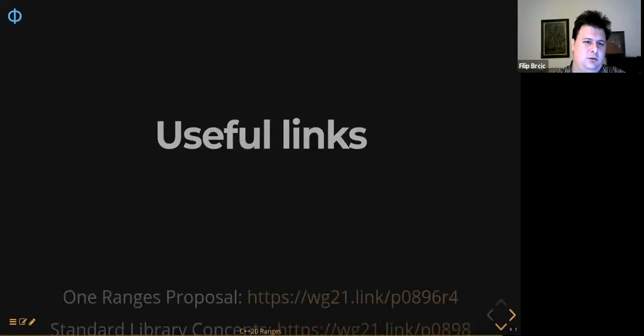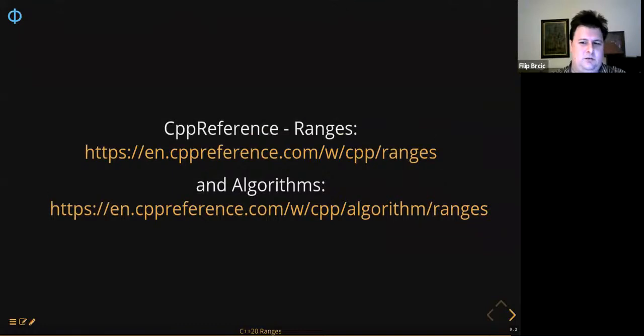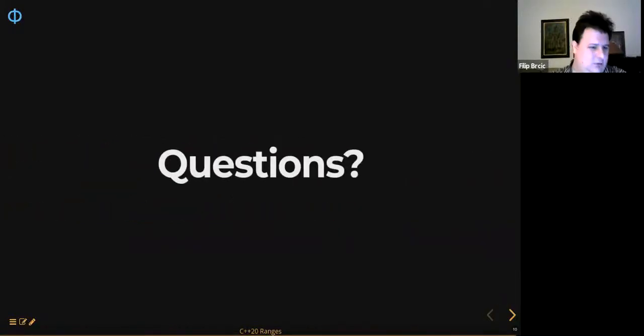Here are some useful links if you want to take a look. The ranges-v3 proposal is what was actually accepted in the standard. There's a draft of the C++ standard, and there's a ranges proposal from back in 2014, which is also interesting to read. There are C++ reference links to ranges and algorithm ranges, and that would be it. Do you have any questions?